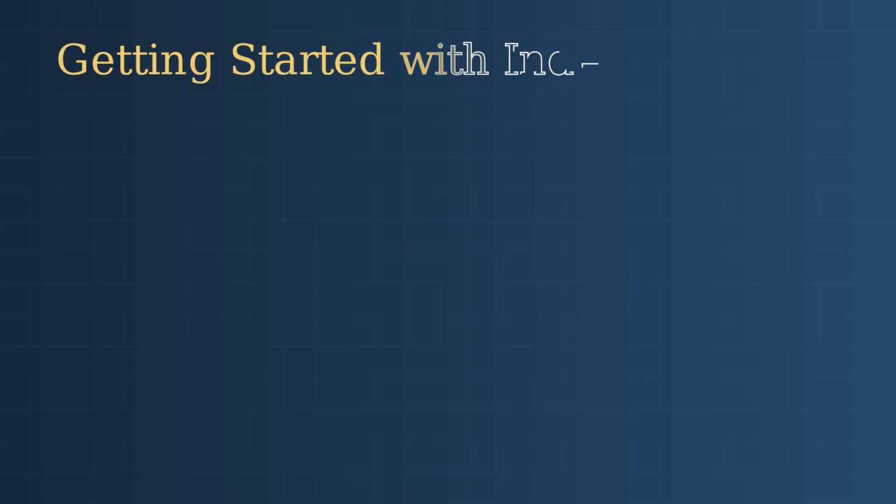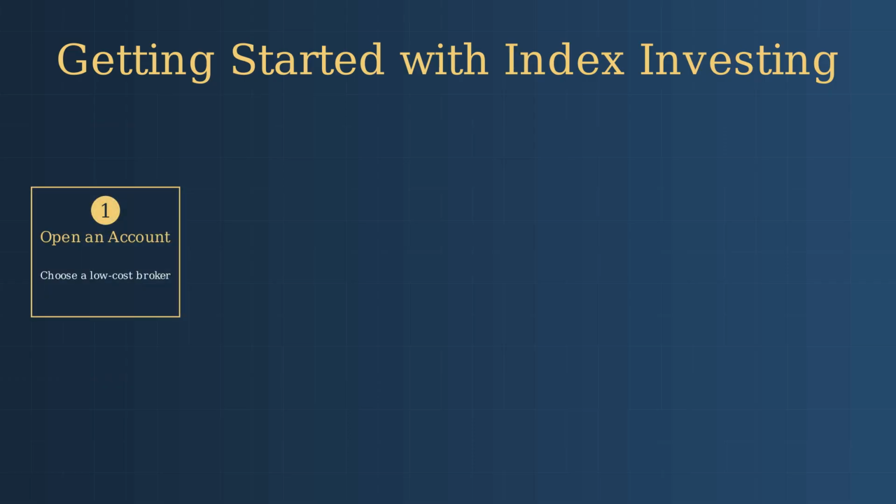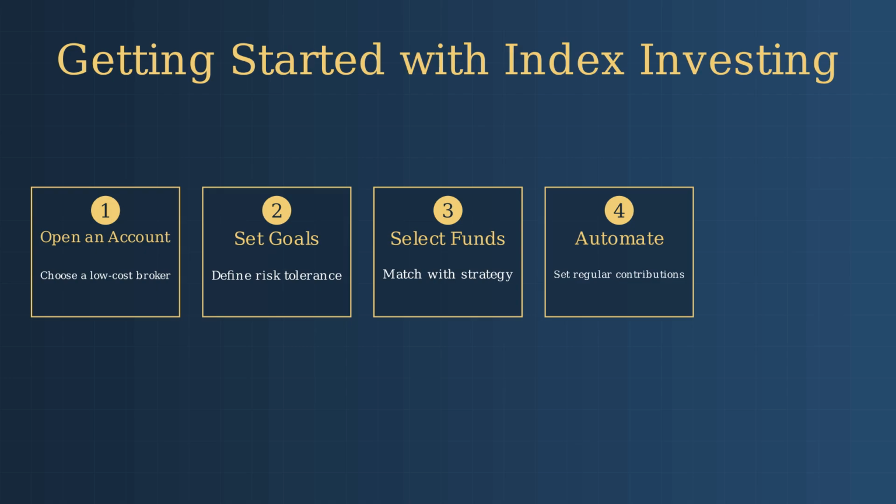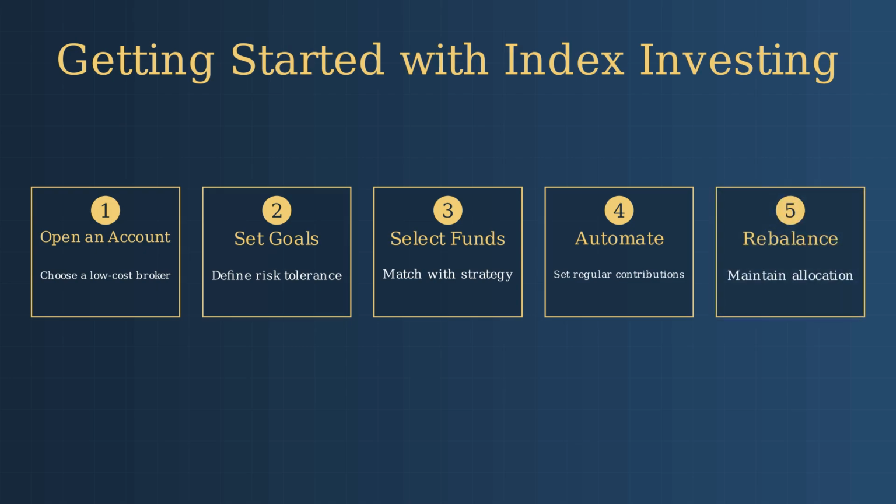Getting started with index investing involves 5 key steps. First, open an account with a low-cost brokerage. Next, determine your investment goals and risk tolerance. Then, select appropriate index funds aligned with your strategy. Set up automatic contributions to maintain consistency. Finally, establish a regular rebalancing schedule.